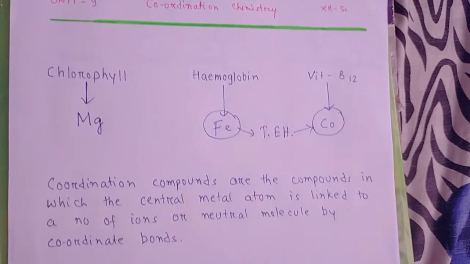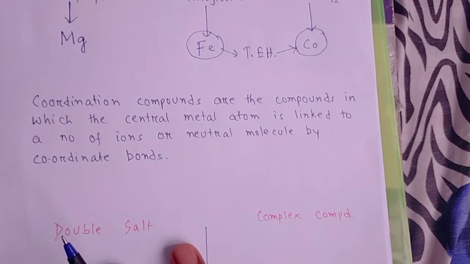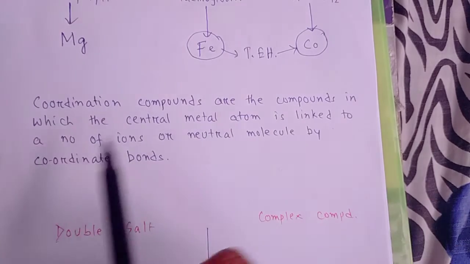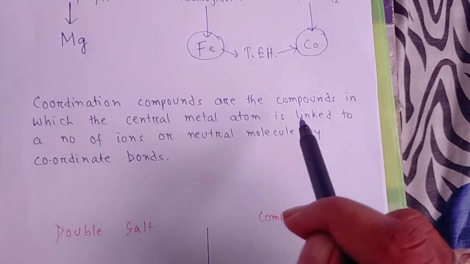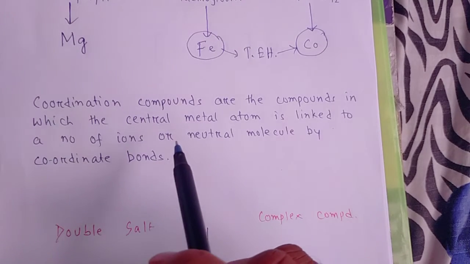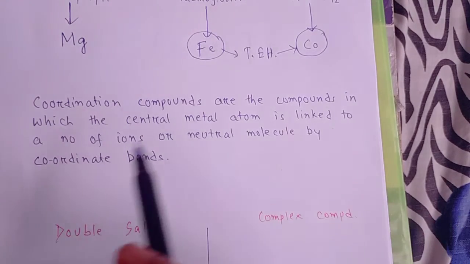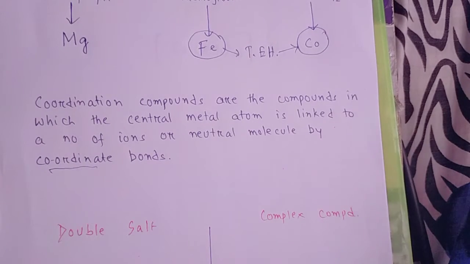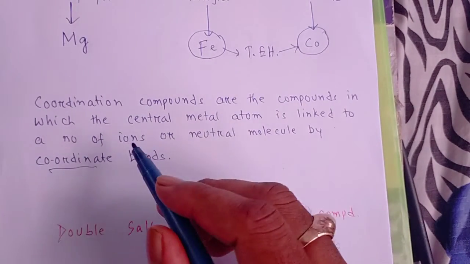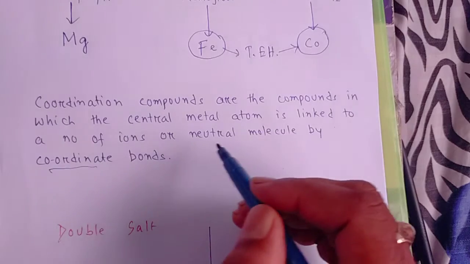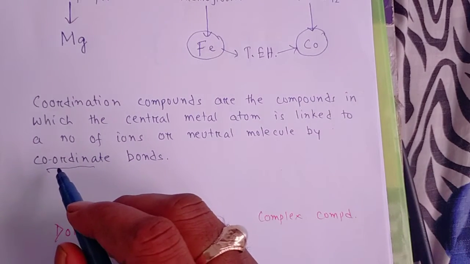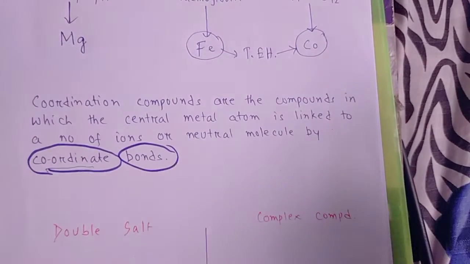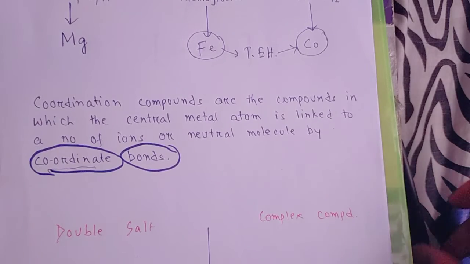So we are first of all going to define what is a coordination compound. Coordination compounds are the compounds in which the central metal atom is linked to a number of ions or neutral molecules by coordinate bonds. So you have to have that knowledge of coordinate bond.